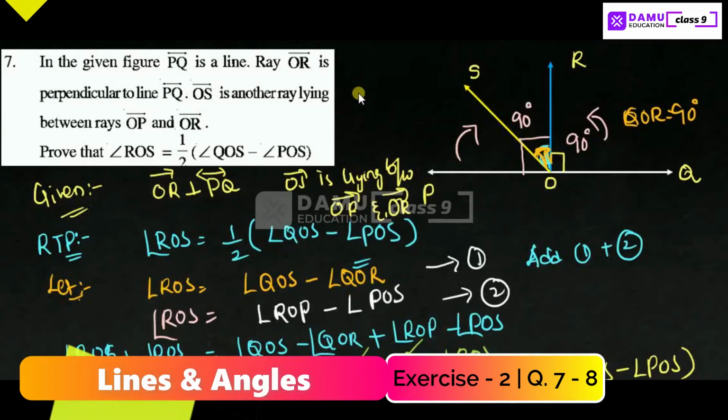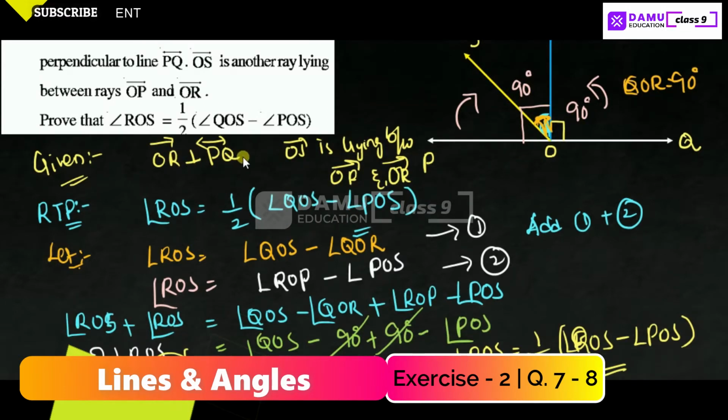Here our seventh question is: in the given figure, PQ is a line and OR is a ray perpendicular to the line PQ, and OS is another line between OR and OP. So prove that angle ROS will be equal to half of the angle QOS minus angle POS.